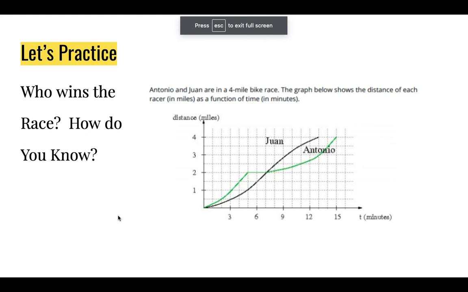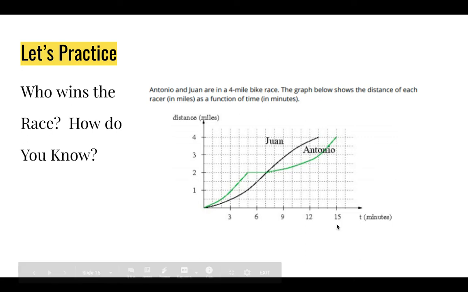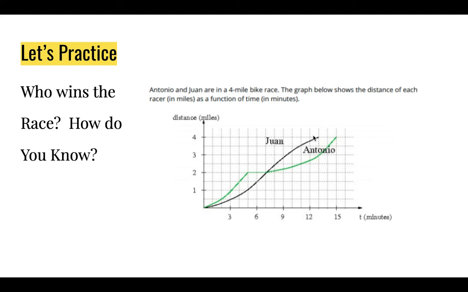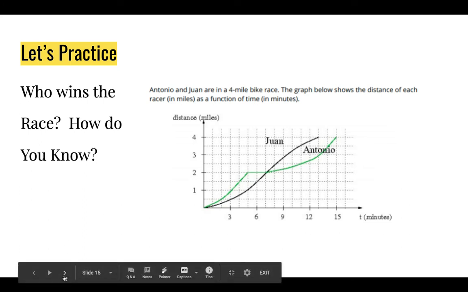Okay, let's practice. Who wins the race and how do you know? Antonio and Juan are in a 4-mile bike race. The graph below shows the distance of each racer in miles as a function of time t. So you can see that their distance is the same. They both end at 4 miles, but Juan ends in 13 minutes, but Antonio wins in 15 minutes. So who won the race? Juan won the race because he did the same amount of distance in less time.